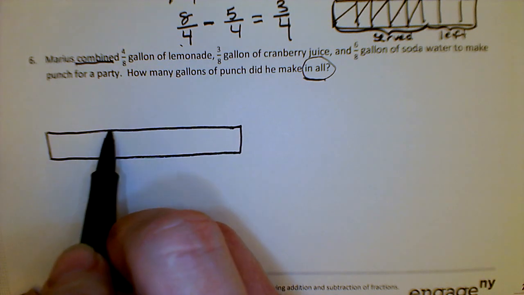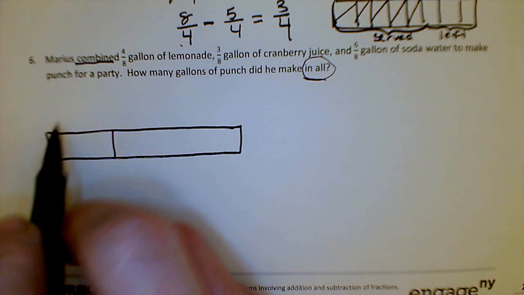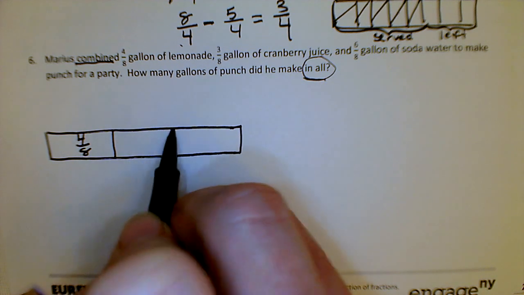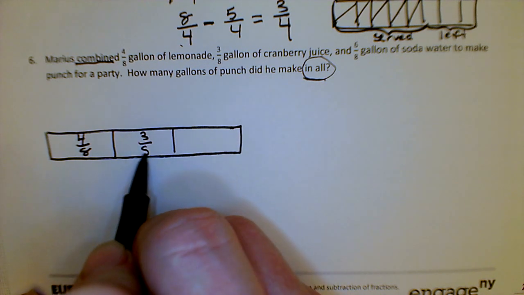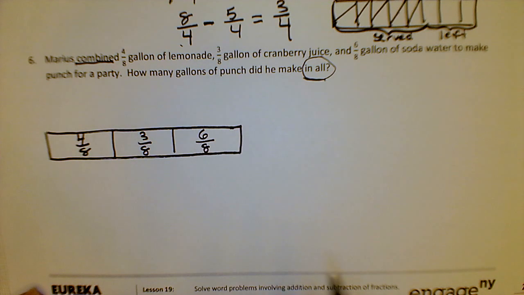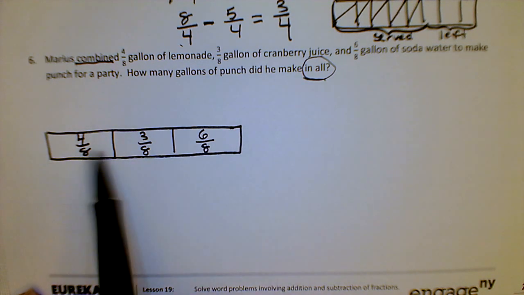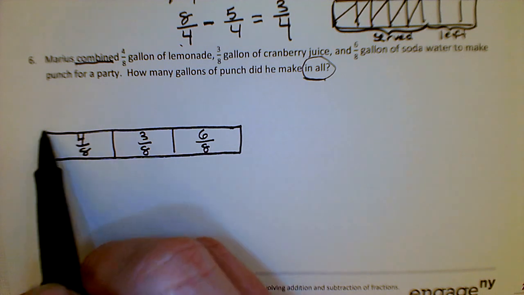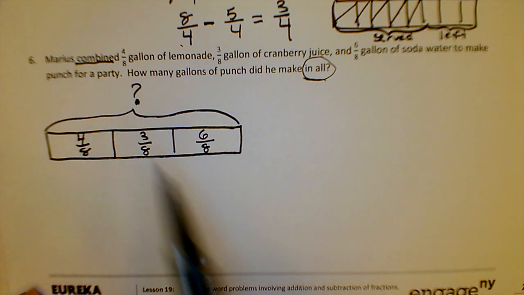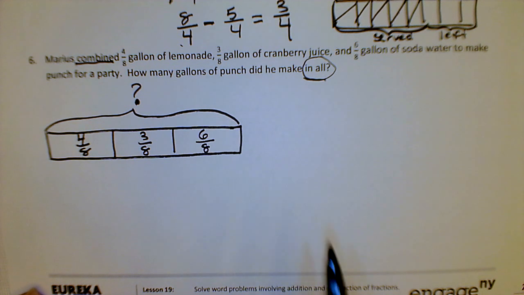And if I do this diagram, I'm going to show first that this is 4/8 of a gallon right here. So this is 4/8. Then I need this one, which is 3/8. And then over here he has 6/8. And I know that these are not drawn to scale, which means they're not really representing the true amounts. They're just showing that these are all parts. And then what we're looking for is this. We don't know what the entire thing is.